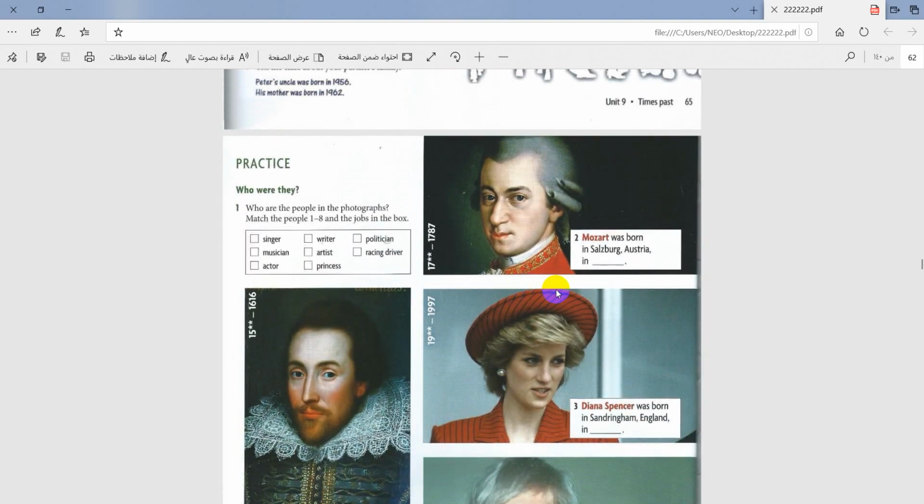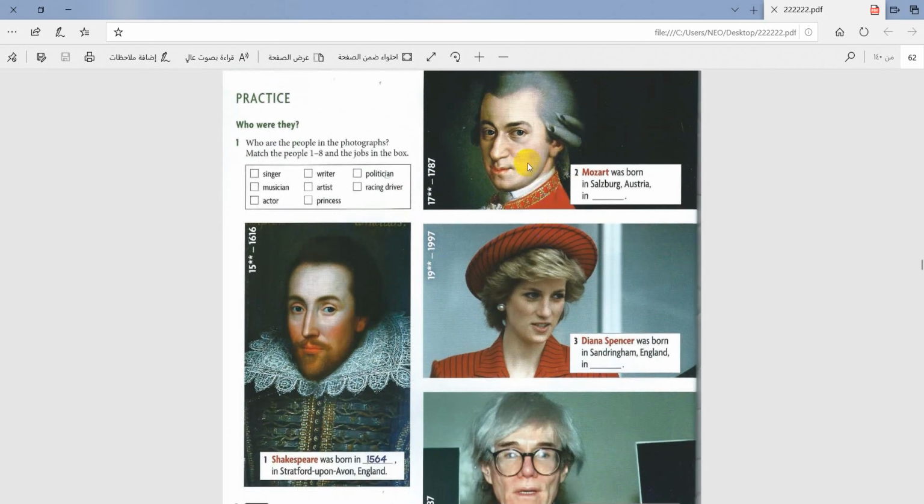Number 2. Mozart was born in Salisbury, Australia in 1987. He is a politician. He was a military leader in the British kingdom.